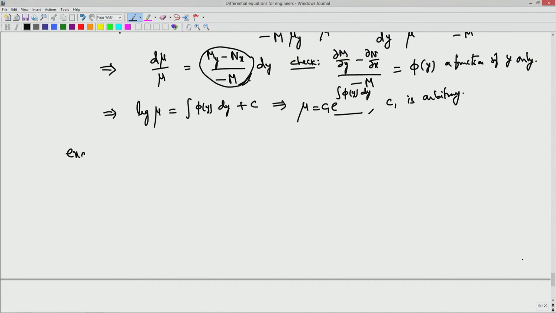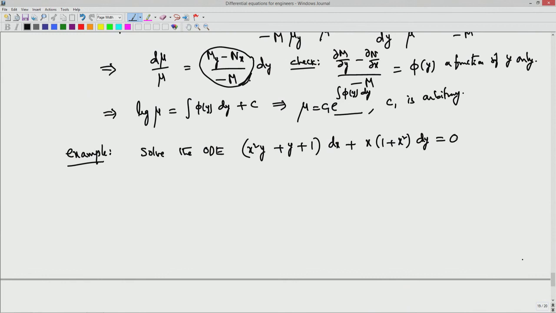So, for example, let's try to solve the ODE (x square y plus y plus 1) dx plus x into (1 plus x square) dy equal to 0. This is what we want to solve.